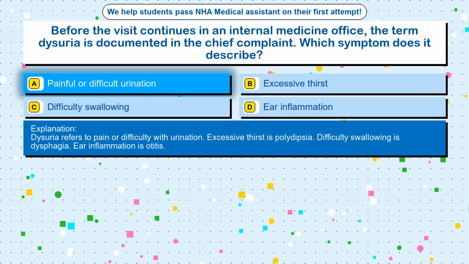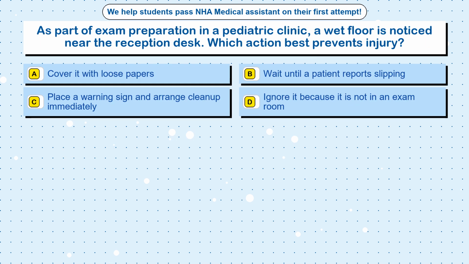Dysuria refers to pain or difficulty with urination. Excessive thirst is polydipsia. Difficulty swallowing is dysphagia. Ear inflammation is otitis. Question 76. As part of exam preparation in a pediatric clinic, a wet floor is noticed near the reception desk.